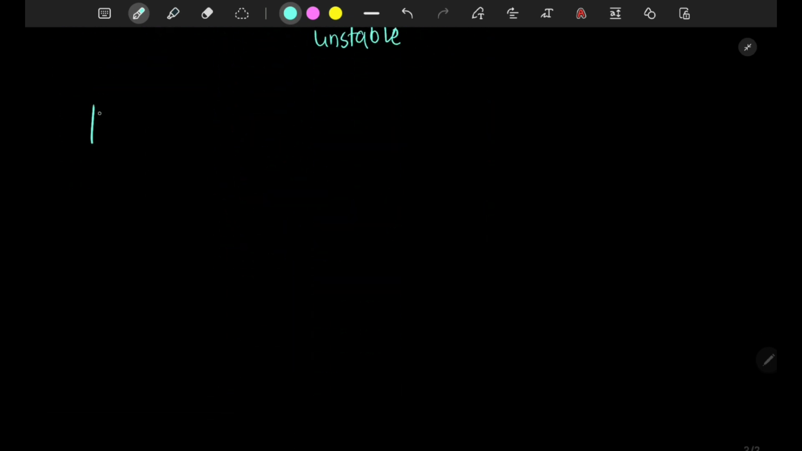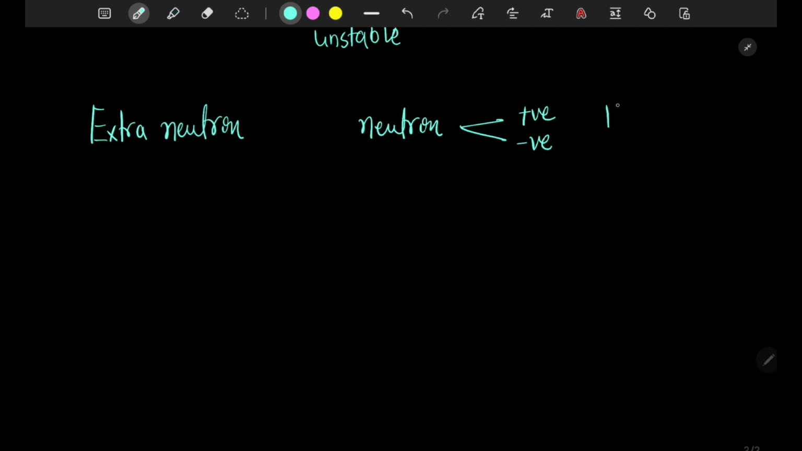So let's say we have an extra neutron. Now we can say that a neutron is composed of something positive and something negative, adding up to 0. Now we know that we have something positive which we call a proton, and something negative which we call an electron. So if the number of neutrons is more, this neutron can convert into a proton by emitting a beta particle, or something called an electron.